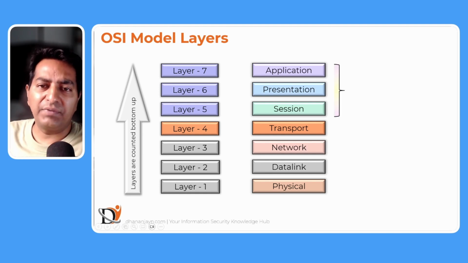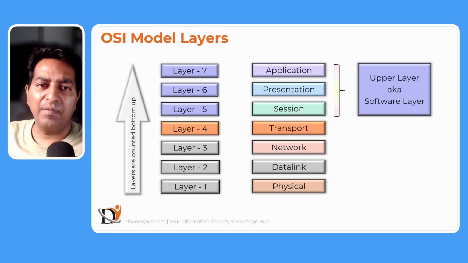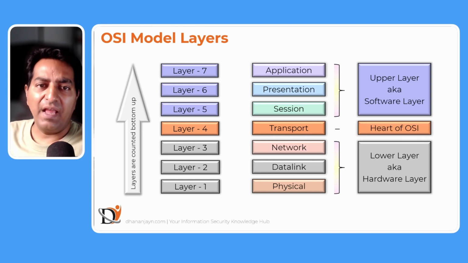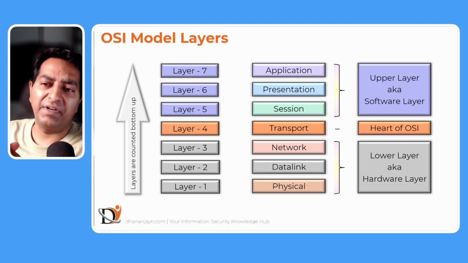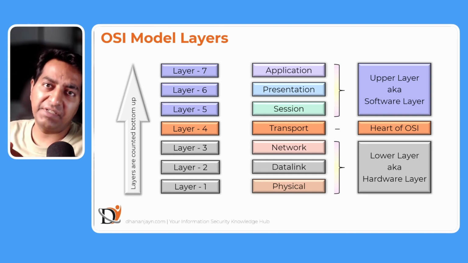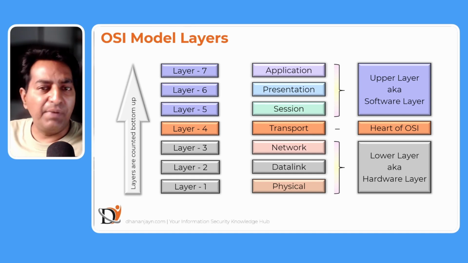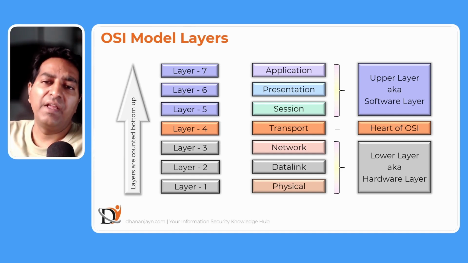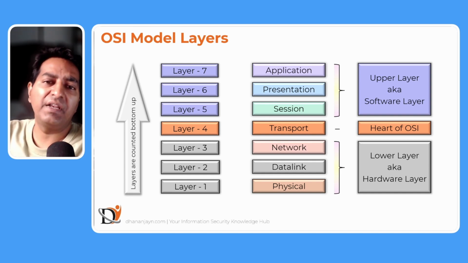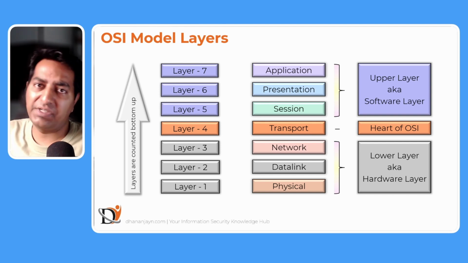So the top 3 layers are referred to as the upper layers or software layers, and the bottom 3 layers are known as the lower layers or hardware layers. And the transport layer, positioned in the middle of the OSI model, is often considered the heart of the entire system, as it facilitates the reliable and efficient transfer of data between different devices or nodes. It plays a crucial role in ensuring that the data is transmitted accurately and efficiently, functioning as a bridge between the upper and lower layers of the OSI model.